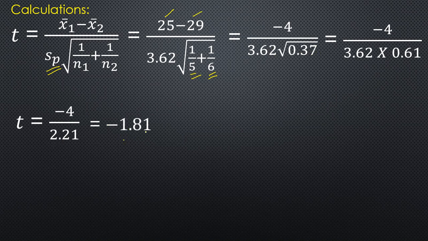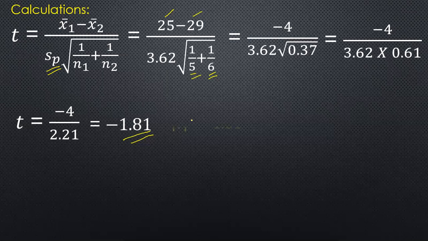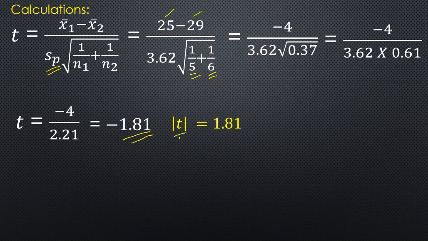Now I'm getting a negative value. Usually I should take it as a positive value, that is the modulus value, so I'm going to take it. So the modulus is 1.81. This I will call the calculated value, t cal.